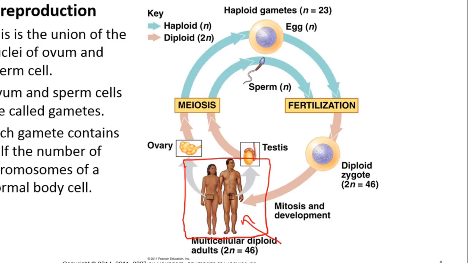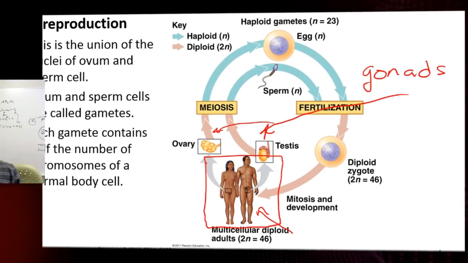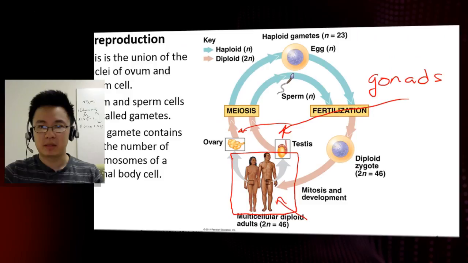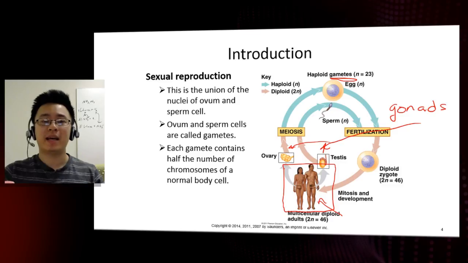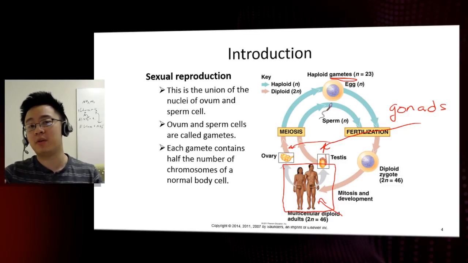In each one of these adult humans, there are structures known as gonads, which are the reproductive organs of the human being. For men, the gonads are the testicles or testes, and for women, they're the ovaries. In these specialized organs, they undergo a process known as meiosis, where they create sex cells known as gametes, G-A-M-E-T-E-S, which contain half the number of chromosomes compared to that of the adult individual.